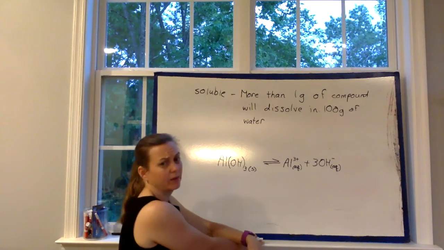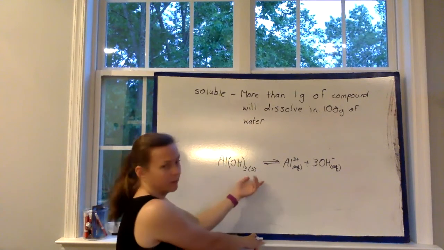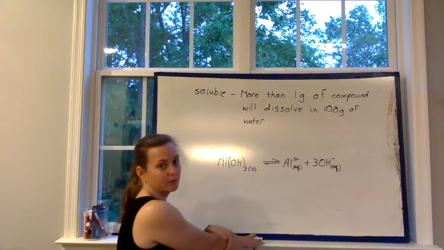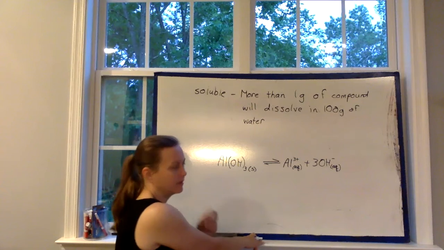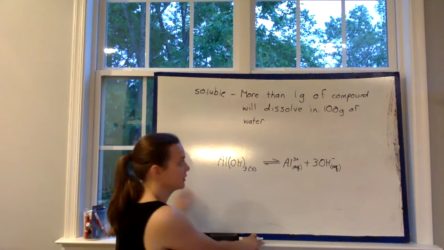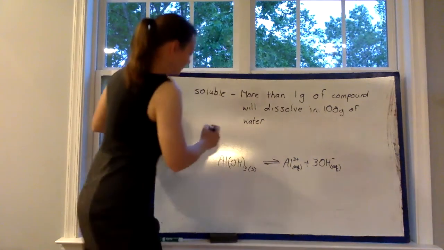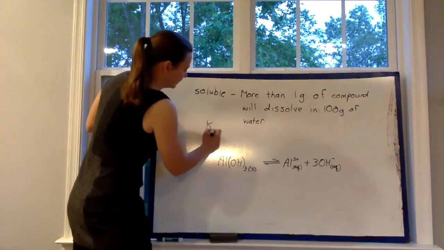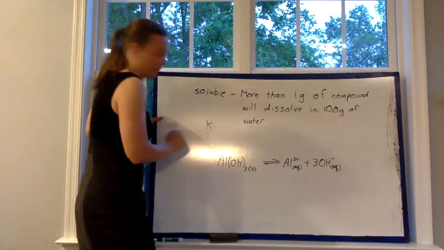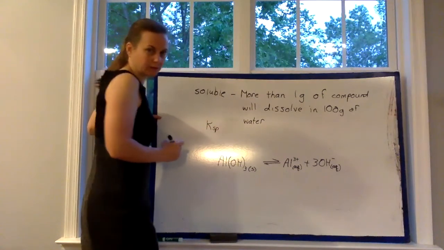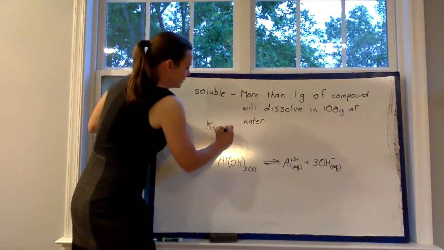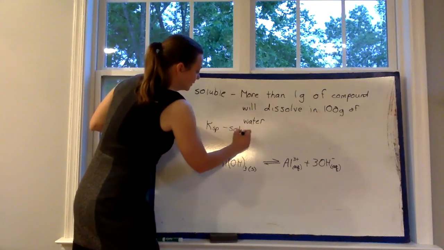Okay, so we have this new equilibrium expression, which means that we're also going to be able to write an equilibrium constant expression for this. And this one gets a specific name. It's called the solubility product constant. So we abbreviate it still K, still an equilibrium constant, but we give it a little SP for solubility product constant. So that's our solubility product constant.